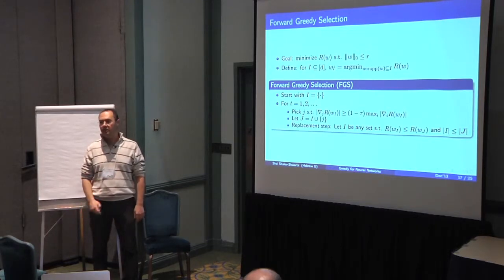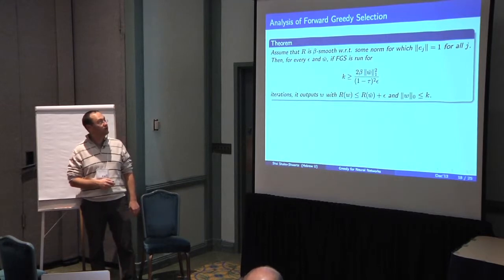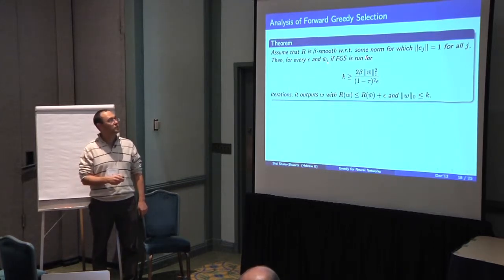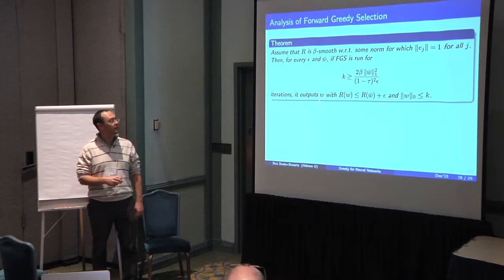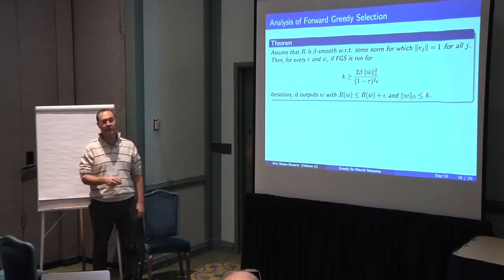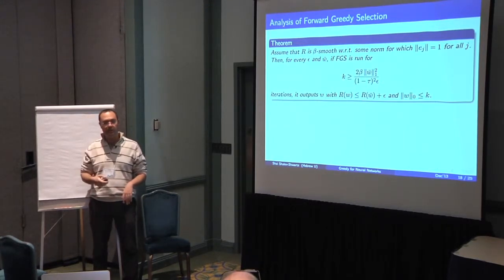What can we say about this basic algorithm? So we can say the following theorem. Assume that R is beta smooth with respect to some norm, and I only require that the norm of any singleton will be 1. Okay? Then for every epsilon and every w bar, if we run forward greedy selection for 2 beta times the L1 squared norm of w bar over (1 minus tau) squared times epsilon iterations, then it outputs w such that the value of the objective at w is only epsilon away from the value at w bar. And the L0 norm, the number of non-zero elements of w, is trivially k because of the definition of the forward greedy selection algorithm.